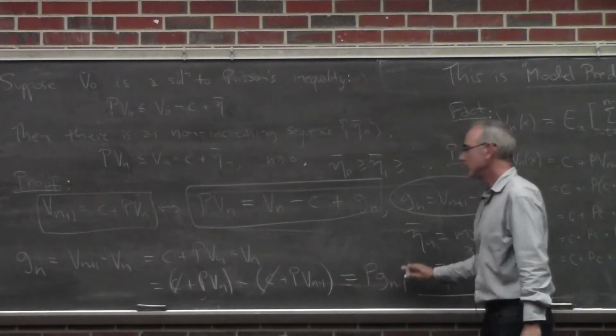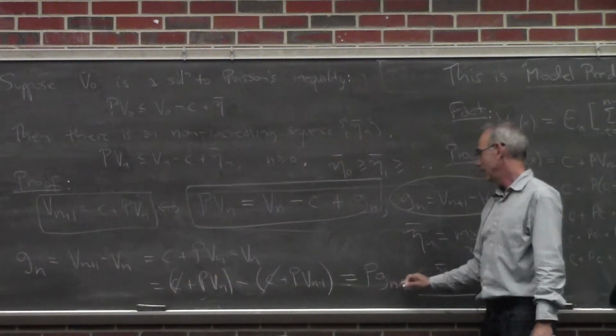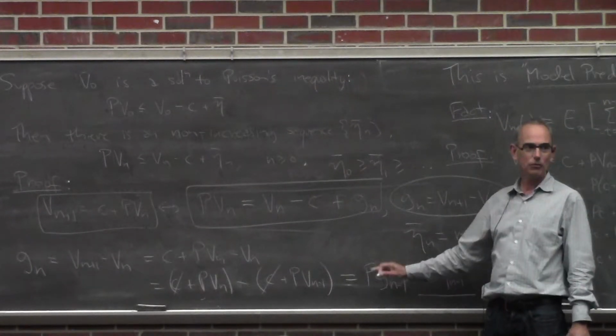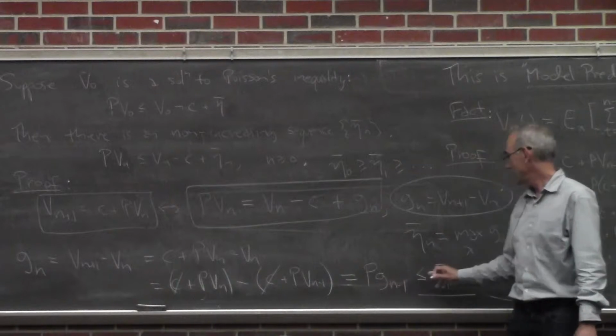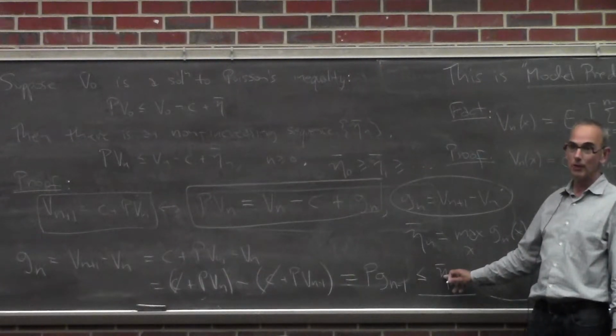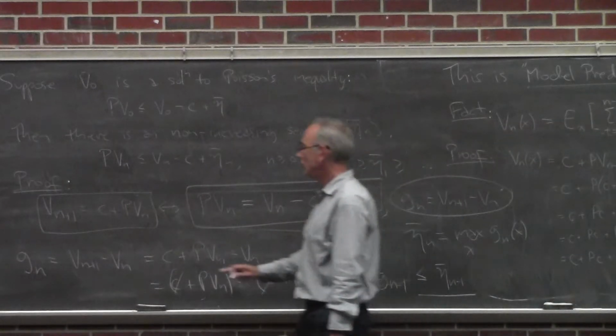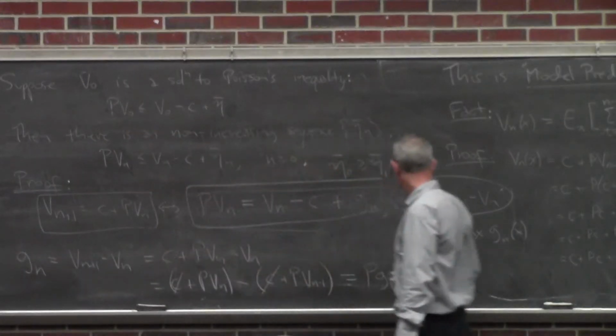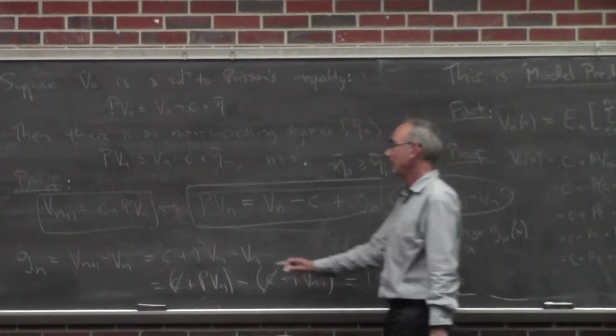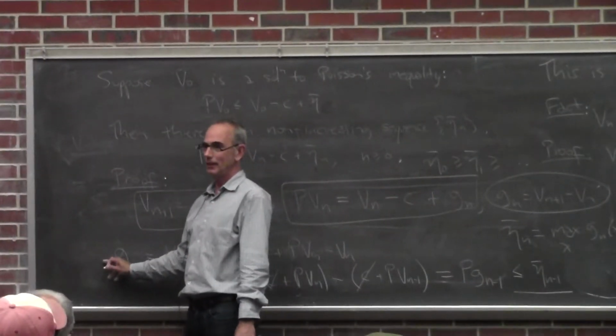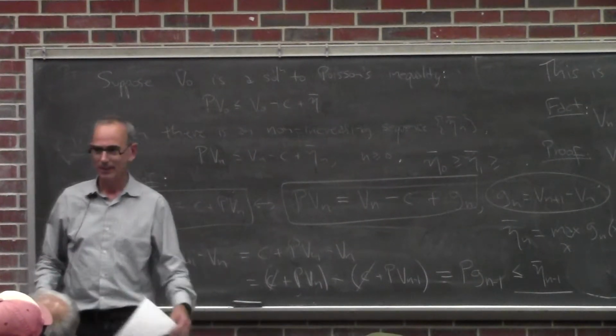So this is a function of x, but it's a conditional expectation of G_{n-1}. So it's got to be less than or equal to its max, which is defined to be eta bar_{n-1}. Okay? So I've got a uniform bound on G_n, and now I can take the max over all x on the left-hand side, and I'm done.